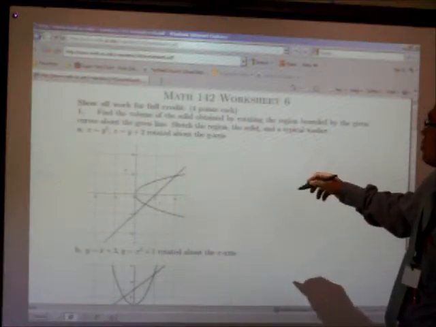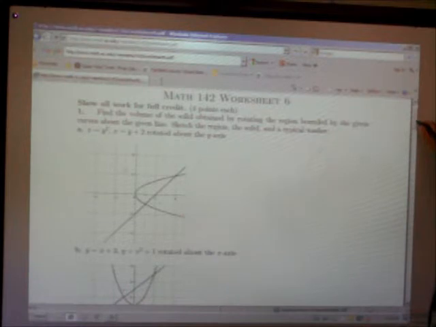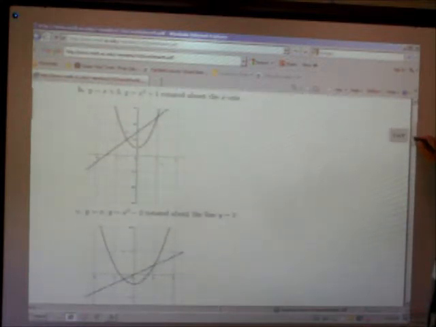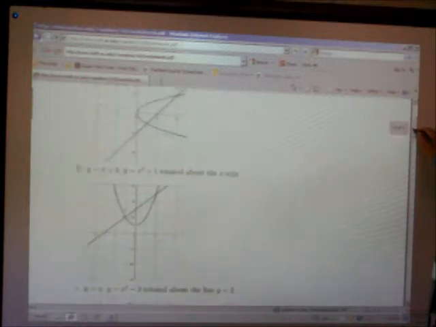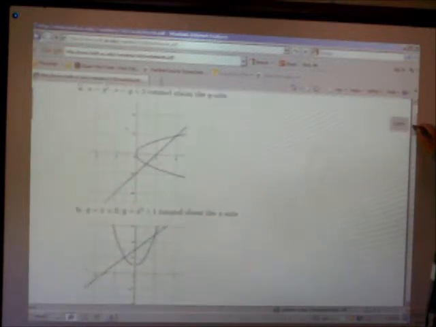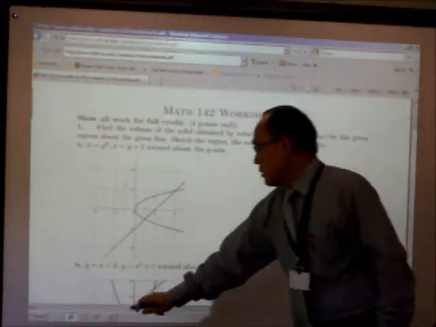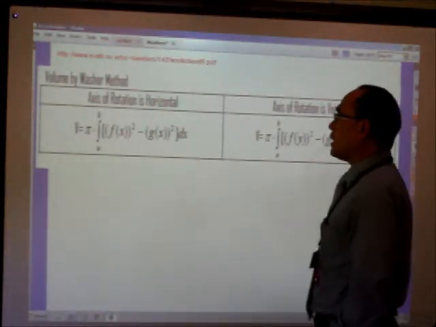First three problems here on this website. Okay, here. I like this because we don't need to find the limits of integration because the graphs have already been sketched for us.